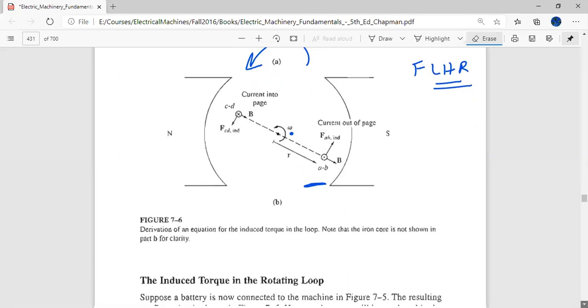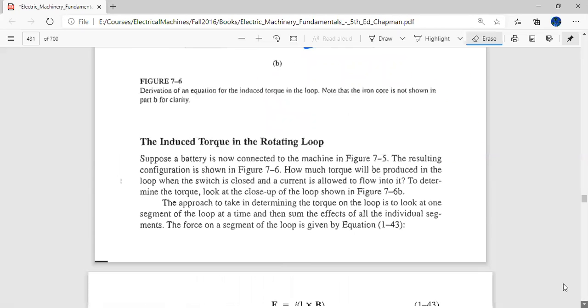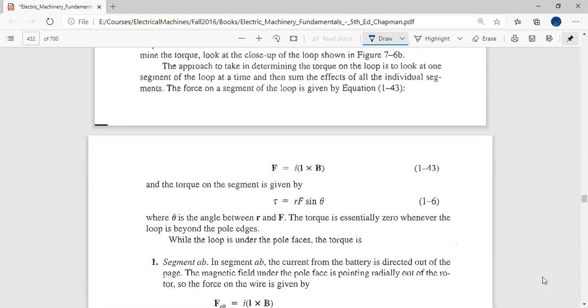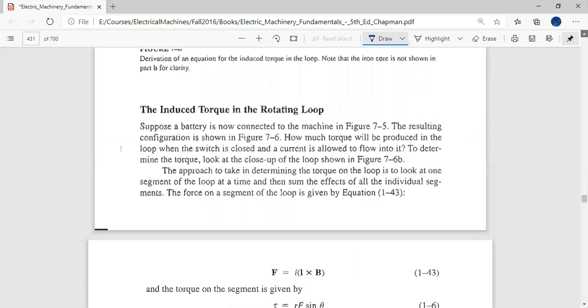Okay, so now we want to analyze the torque of this rotating loop. The formula of the force is well known, you know this, I into L cross B, in which I is just multiplying like a scalar to this. So you just need to consider the cross product of L cross B, where L is the length of the wire, and the direction of L is always taken as the direction of the current. So the torque on the segment will be equal to R into F into sine theta, because you know that the torque is taken with the perpendicular distance from the axle.